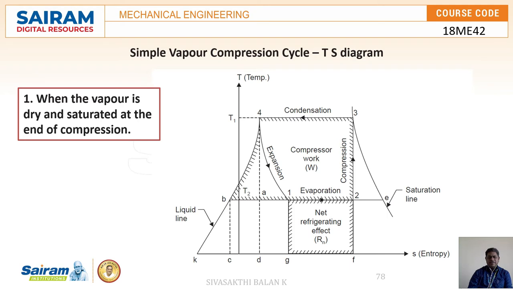Now in this video we discuss how we can analyze with respect to the quality of the steam which is generated at the end of the compression process. First, we consider the state or quality of the steam as dry and saturated at the end of the compression. The quality of the steam itself says that it is dry and exactly saturated steam. That means it lies exactly on the saturated line on the TS diagram.